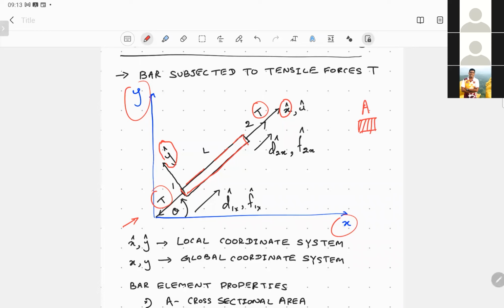So in this case, the global coordinate system has rotated by 30 degrees with respect to the local coordinate system.